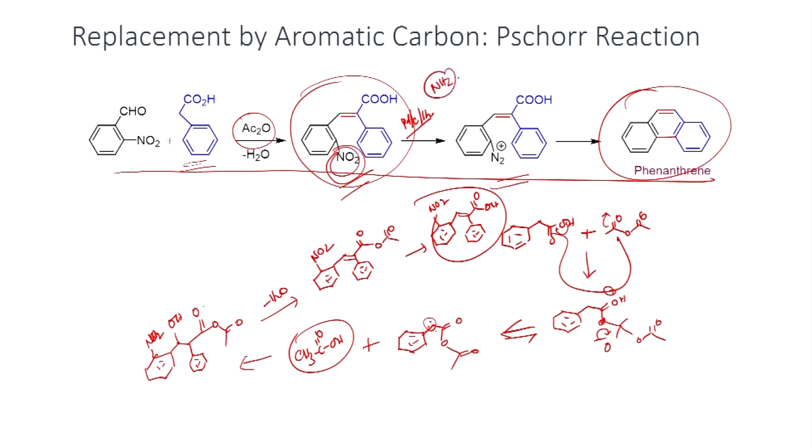Once you reduce this one, you can react with sodium nitrite and HCl. So you will form nitrous acid, which can convert the amino group into the corresponding diazonium salt. Once you form the diazonium salt, it depends upon the reaction conditions. For example, if the reaction condition is acidic, it can convert into the carbocation.